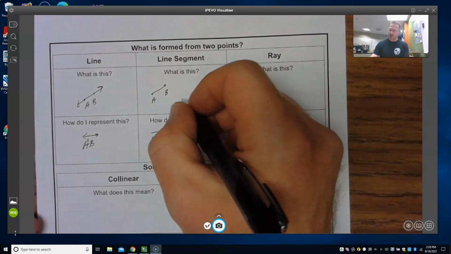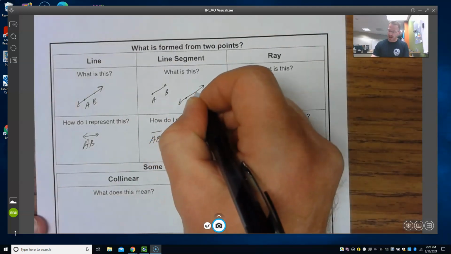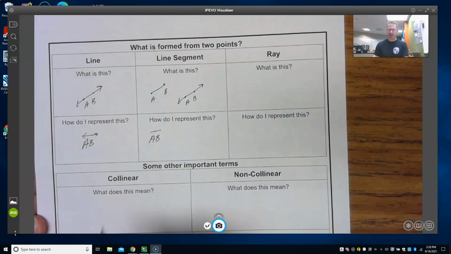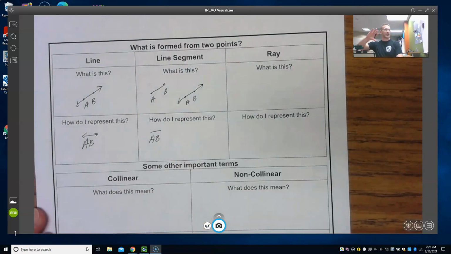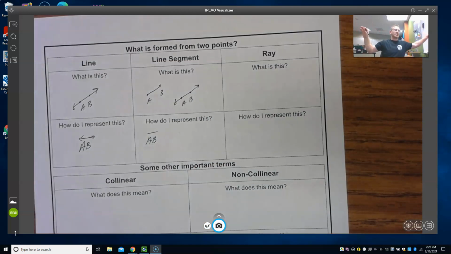And you could still do that on this. So even if I had a line here, and I see AB with the segment symbol over the top, that means I'm only talking about this part. I'm not talking about the stuff past B or past A in the opposite direction.